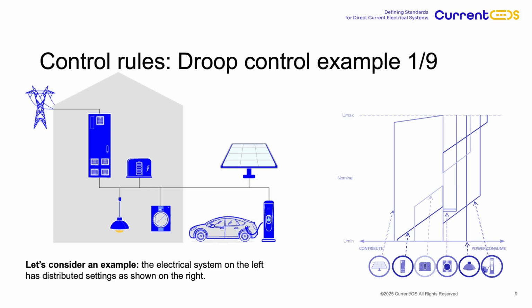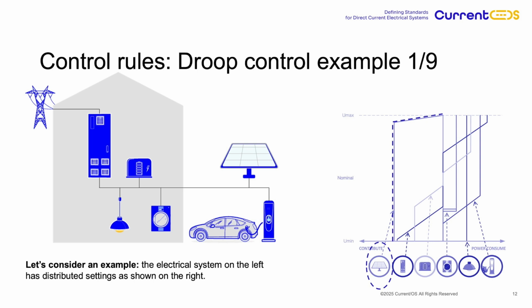This behavior is illustrated on the chart at the right-hand side. The vertical axis represents voltage, high voltage at the top and low voltage at the bottom. The horizontal axis shows the device's behavior. On the left, the device contributes power. On the right, it consumes power. Each source or load has a typical set point curve reflecting its behavior. Let's look at some examples.